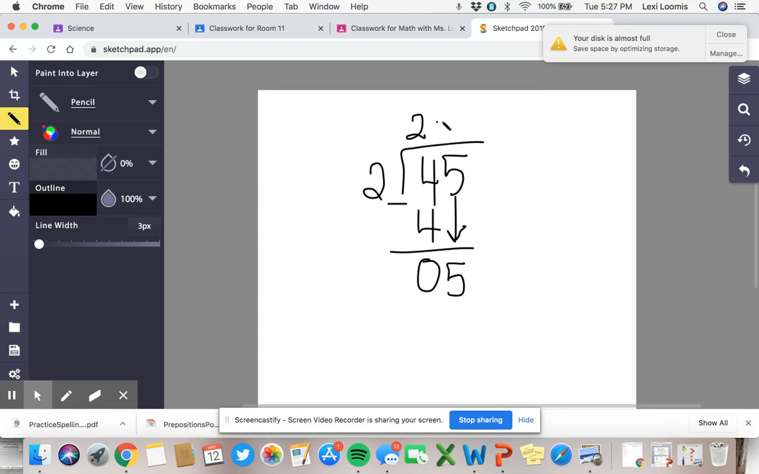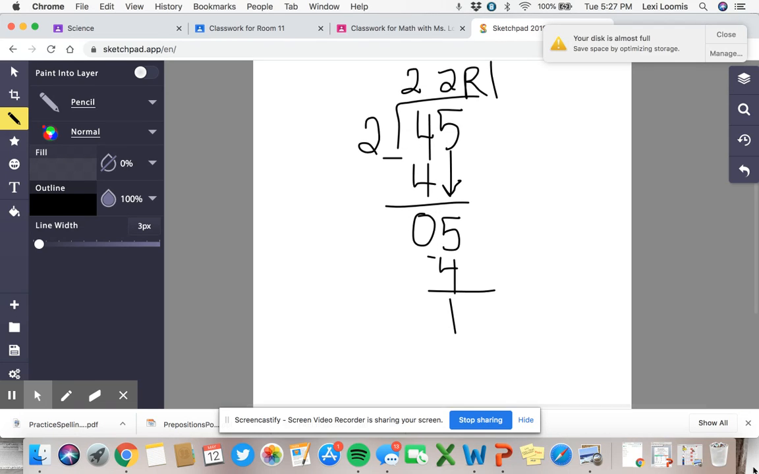We know that it's not going to go in evenly. The closest we're going to get is 2 because 2 times 2 equals 4. Then we are going to subtract and get 1. And there's nothing left to bring down, so we make this a remainder 1. So that means he can make 22 sandwiches, but 1 slice of bread is still going to be left over. All right? So your answer would be 22 sandwiches, because if you only have 1 slice of bread, you would not be able to make your 23rd sandwich.